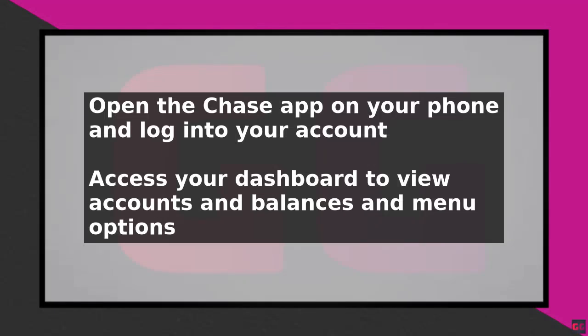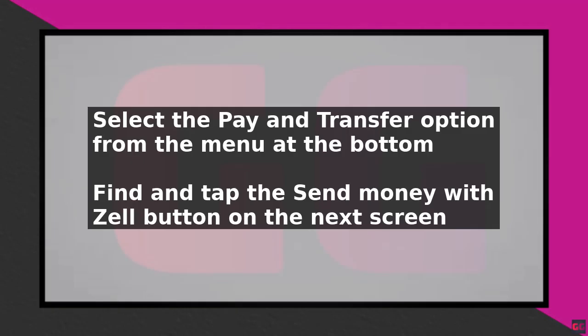To send Zelle payments using the Chase app, start by opening the app on your phone and logging into your account with your username and password. Once you've accessed your dashboard, you'll see a list of your accounts and balances, along with a menu at the bottom. From this menu, select the Pay and Transfer option.